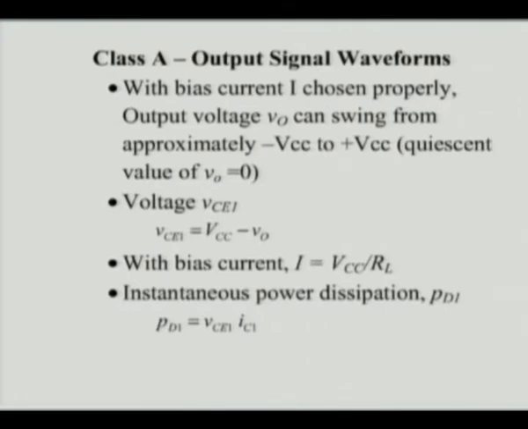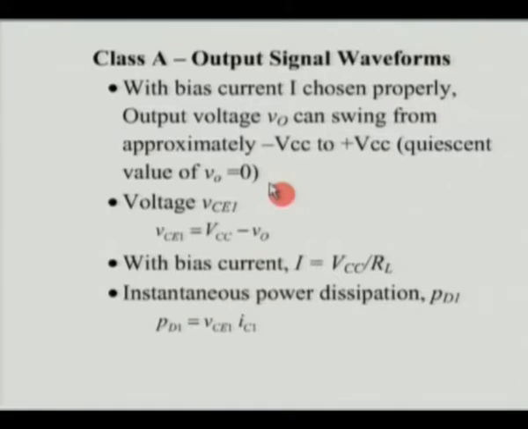Well, let's have a look at the output signal waveforms of this particular transistor stage we saw now. What we can say is that if you choose the bias current I properly, then the output voltage VO can swing from approximately minus VCC to plus VCC, and the quiescent value would be V out is equal to 0.